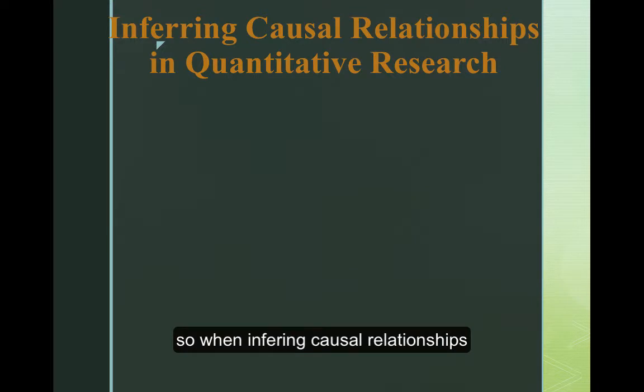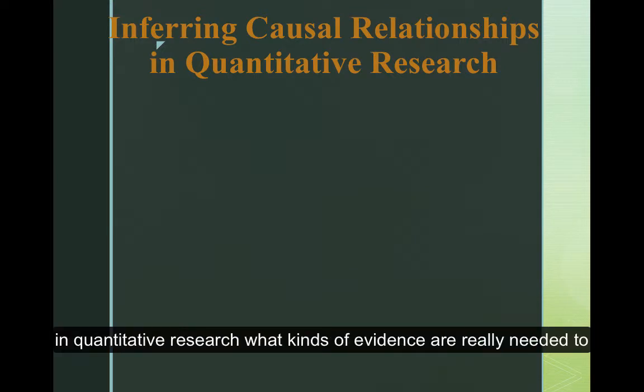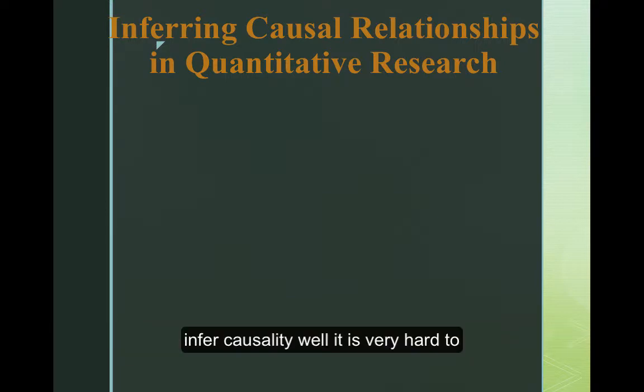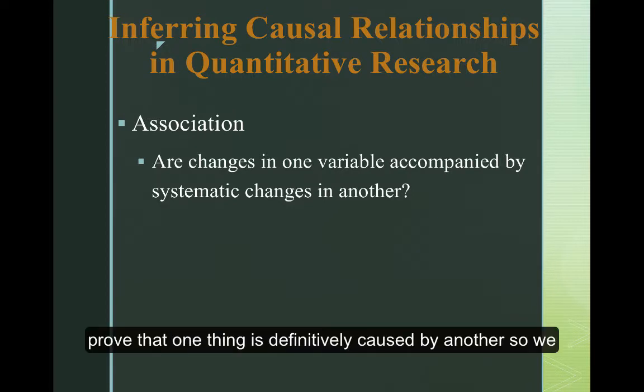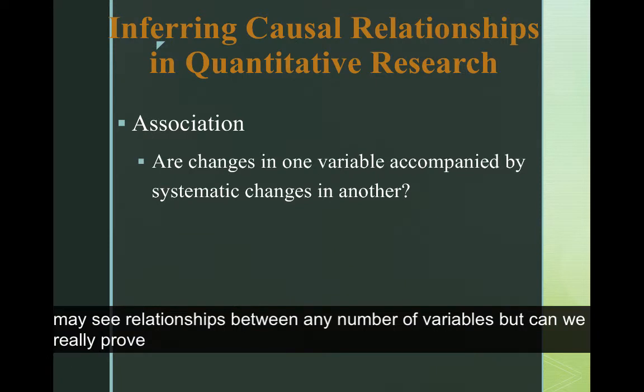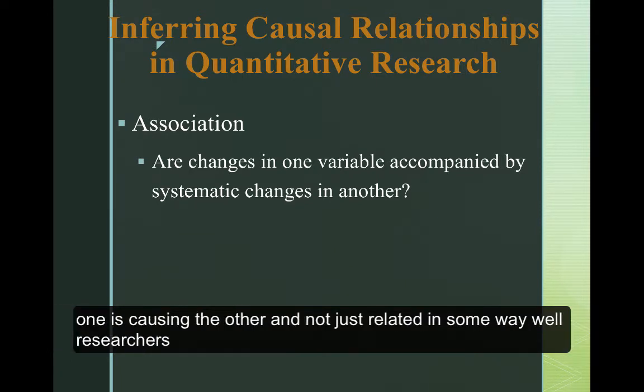So when inferring causal relationships in quantitative research, what kinds of evidence are really needed to infer causality? Well, it's very hard to prove that one thing is definitively caused by another. So we may see relationships between any number of variables, but can we really prove that one is causing the other and not just related in some way?